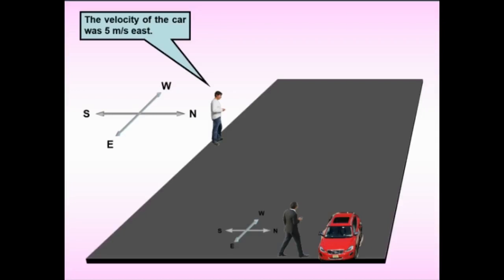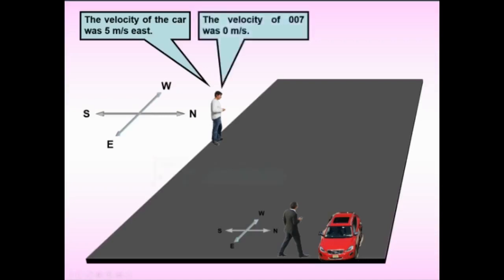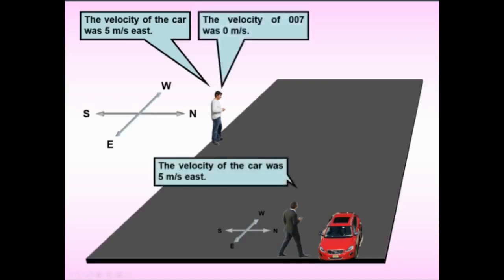Okay? How would 007 describe the motion of the car? Would he describe it differently than the other guy or the same? Okay, great. So now we know how to say all of them. So the velocity of the car was 5 meters per second heading east. The velocity of 007 was 0 meters per second.